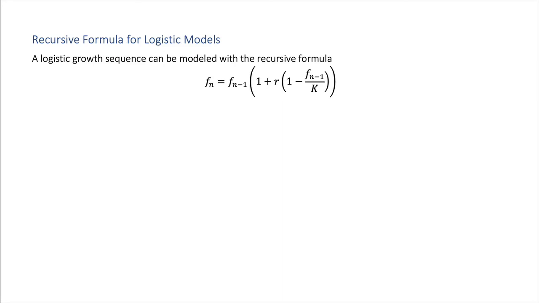Logistic models can be modeled with a recursive formula, and this formula looks crazy. I want to point out, though, that it's pretty similar to the exponential growth and decay model. We remember that for an exponential, I'll label it exponential, the recursive formula was Fn equals Fn minus 1 times 1 plus r. Notice that we have that Fn minus 1 and then 1 plus r. The only difference is that now r is being multiplied by this quantity here.